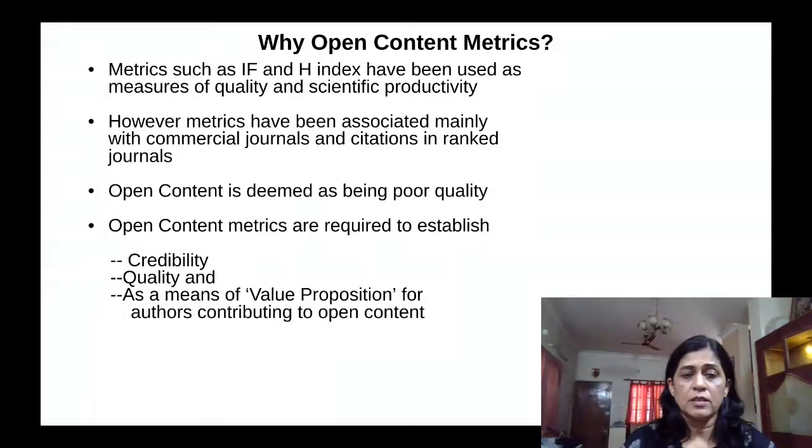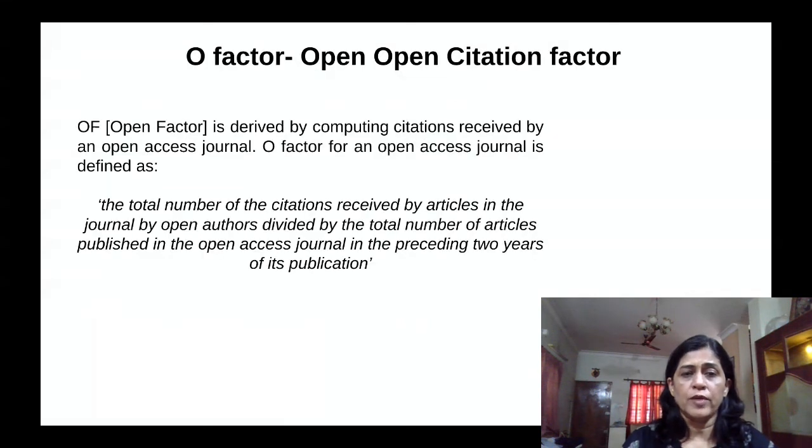Open content metrics are required to establish credibility, quality, and as a means of value proposition for authors contributing to open content. So we introduce O factor, which is an open to open citation factor. O factor is derived by computing citations received by an open access journal. O factor for an open access journal is defined as the total number of citations received by articles in the journal by open authors divided by the total number of articles published in that open access journal in the preceding 2 years of its publication.